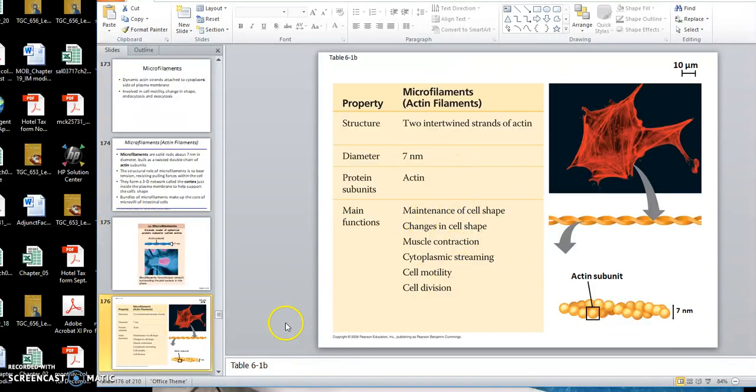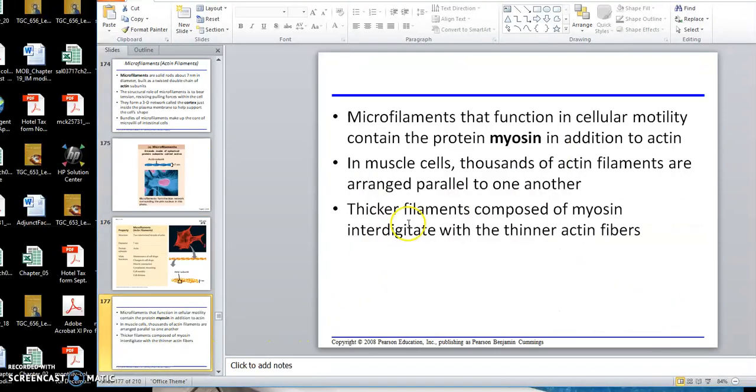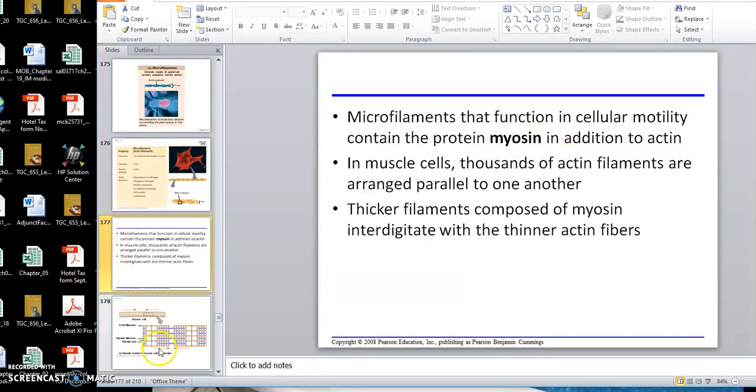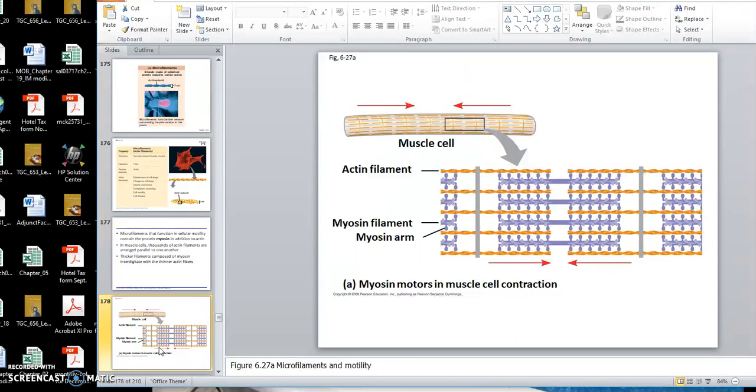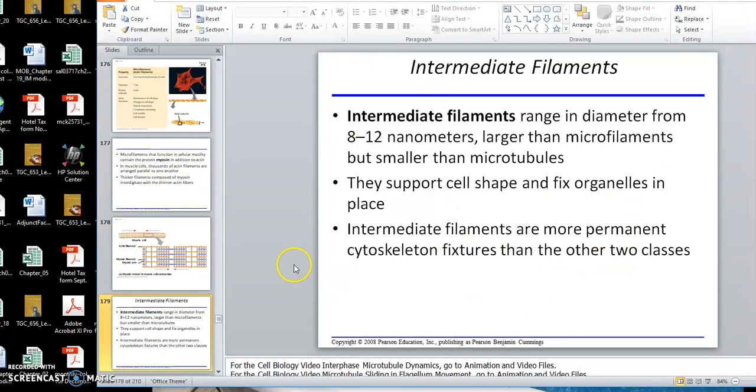As you can see, here's the actin. Now in muscle, you hook it to myosin in addition to actin, and this is where the contraction comes. We'll talk about that later. Here's looking at muscle.